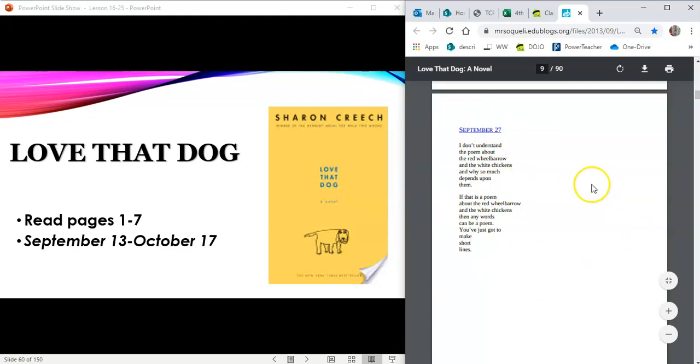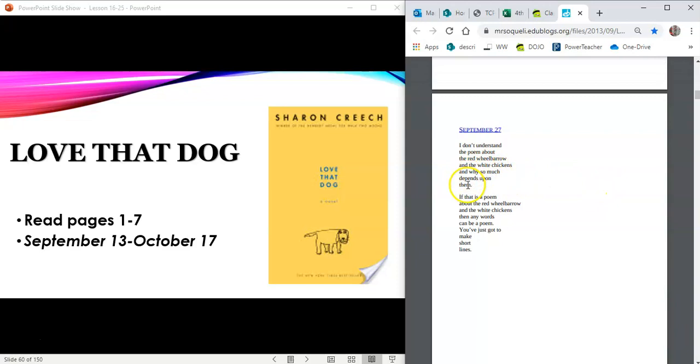So look what he says. I don't understand the poem about the red wheelbarrow and the white chickens and why so much depends upon them. So boys and girls, is he making a connection to the poem? No, right? So he kind of just read it. He didn't do the connection to sensory details. He didn't ask himself why the author or the speaker wrote that poem. All he's saying is, I don't understand it. And then look what he says. If that is a poem about the red wheelbarrow and the white chickens, then any words can be a poem. You've just got to make short lines.